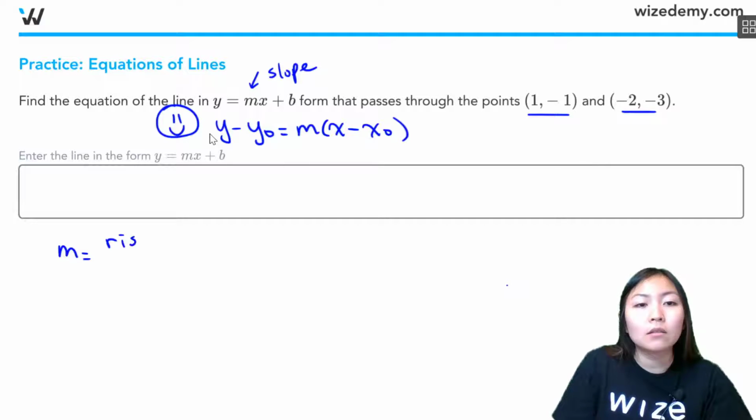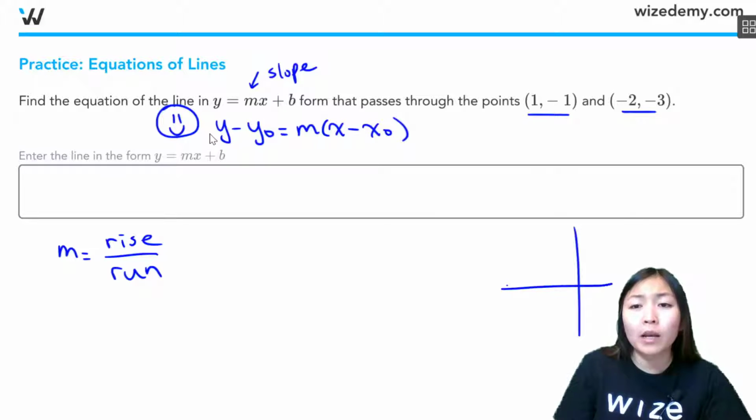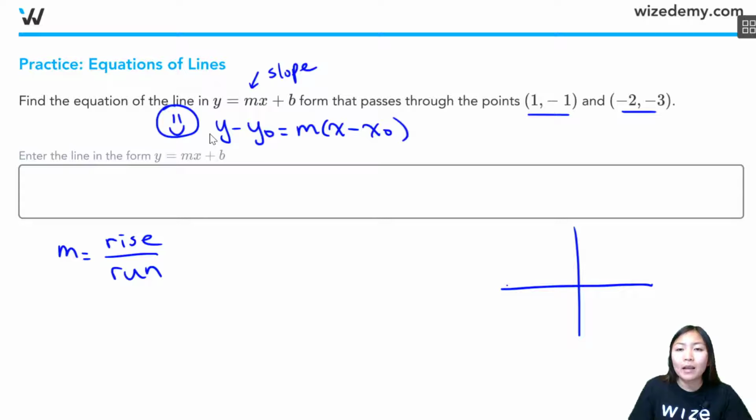That is your rise over your run. If I plot these 2 points, you don't have to, but it helps us visualize. 1, -1 is down here. So that's a 1, that's a -1. And then -2, -3 is somewhere down here. Okay, so if I'm reading this graph left to right, it's going to give me a line that looks something like this. Give or take, it's a straight line, okay?